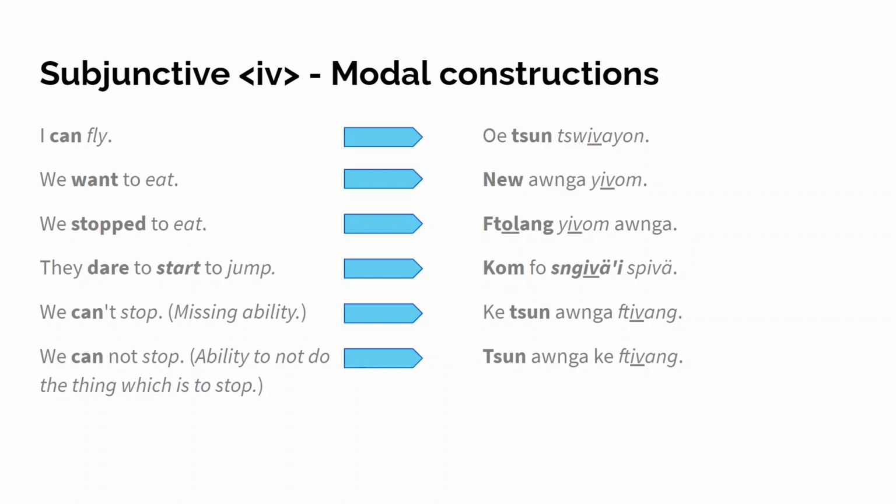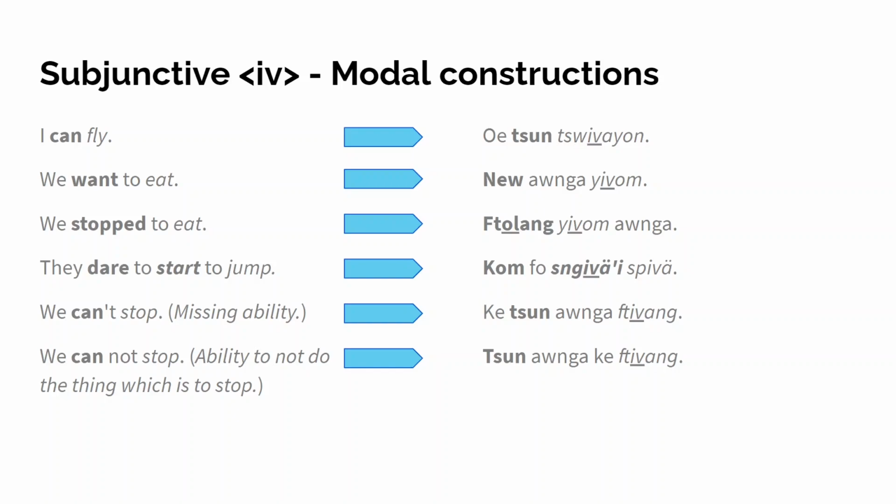We want to eat. Neo aunga yivom. Here we see that the aunga can be in between the neo and the yivom. The neo still is in front of the yom in the sentence, so there is no problem. We stopped to eat. Vtolang yivom aunga. Here we see that, like I said, the vtang, the modal verb, takes any other infixes. So the ol infix, the finished action, goes into the vtang, not into the yom. So we get vtolang yivom aunga.